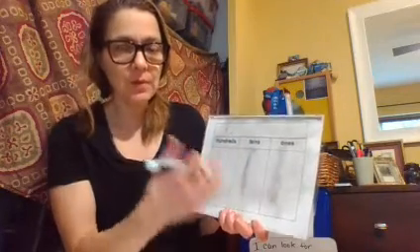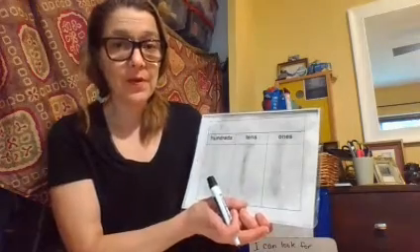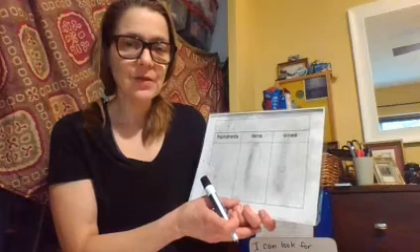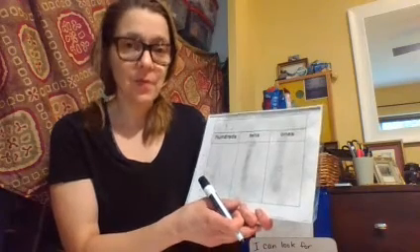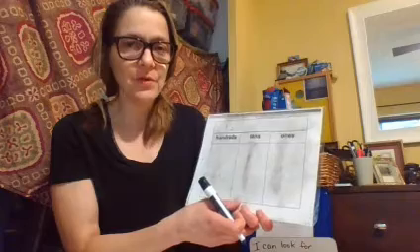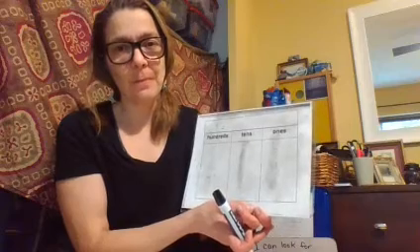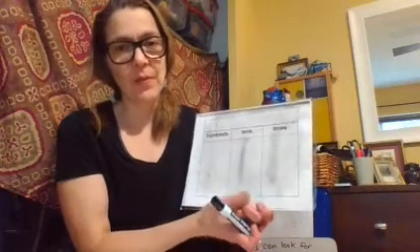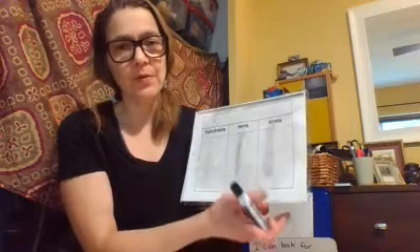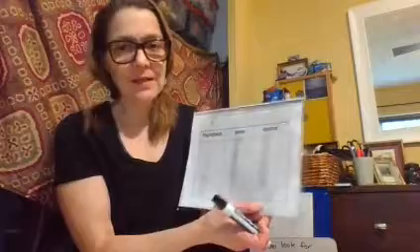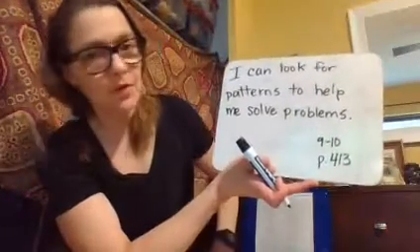Okay, so there's multiple steps and multiple things to figure out. You just have to organize it into your steps to figure out which is the most important to do first. That will help you get your second answer. And that's how you do two-step problems. You solve the first most important thing, and then that'll help you solve your next answer. All right, and so that's it for today. I can look for patterns to help me solve problems.